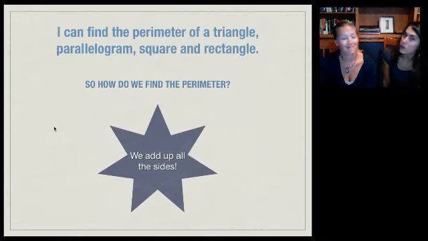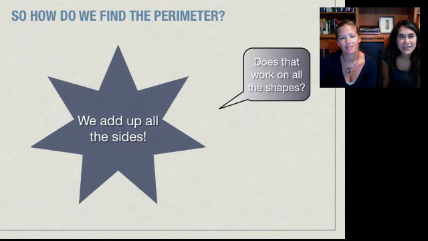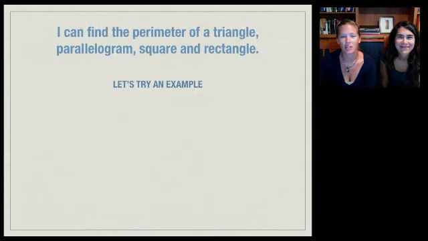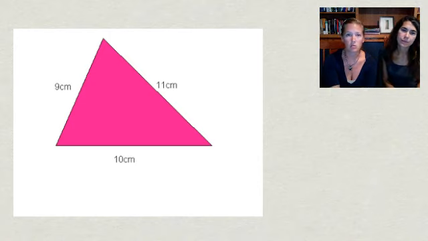How do we find the perimeter? Glad you asked. We add up all the sides. It's as simple as that. But does it work on every single shape? We will find out. Let's start with a triangle. So for these, we're going to show you pictures of the different shapes that have the dimensions. If you would like to draw the picture in, that's totally fine. If you prefer to just write down the equation when we're done, that's also okay. But we're showing you the picture because that's what you're going to need to learn how to do.